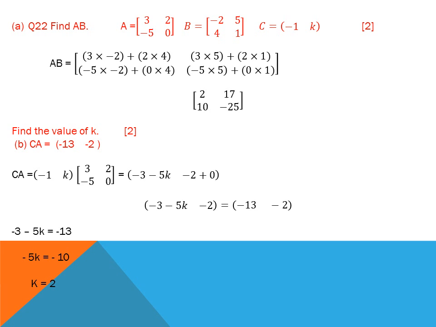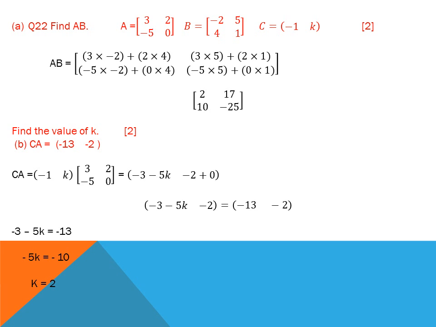Find the value of k. CA is equal to minus 13 minus 2. First, I find the product of CA, multiply matrix C by matrix A. First row, first column, minus 1 into 3, then k into minus 5. Then first row by second column, minus 1 into 2 plus k into 0. It will become minus 3 minus 5k and minus 2.